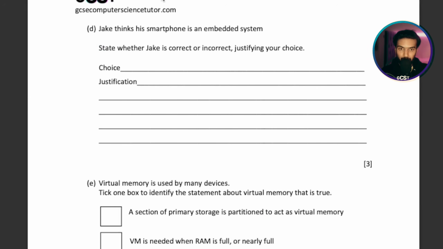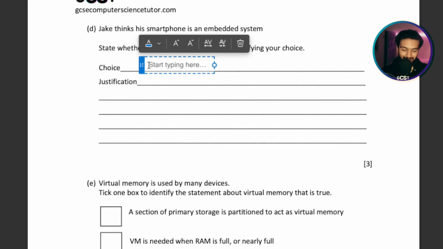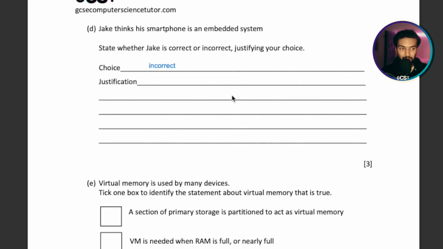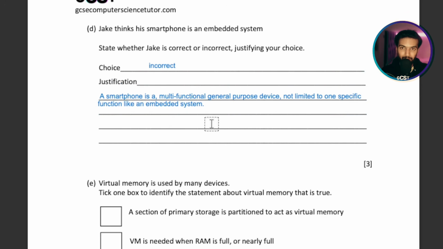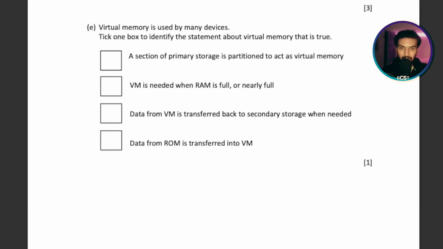So Jake thinks that his smartphone is an embedded system. Is he correct or incorrect? Well, incorrect should be the answer because a smartphone can do everything. It's a multifunctional, general purpose computer basically, and not a specific function. An example of an embedded system would be something like a microwave or a washing machine that does just one particular item.